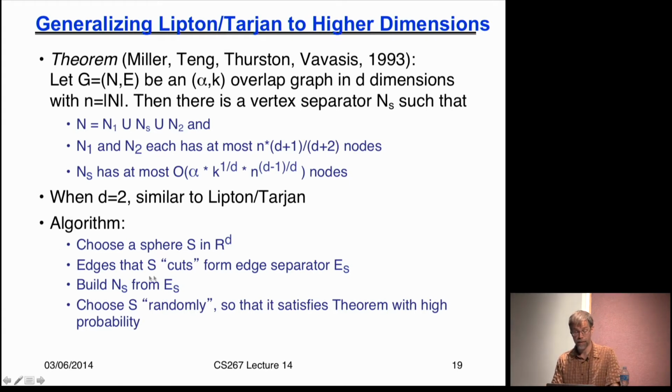So what are we going to do? We're going to choose a sphere in d-dimensional space, which is where the points live. And the edges that cut the surface of the sphere are going to form the edge separator. Then, given an edge separator, we know how to build a vertex separator. We talked about that before. And it turns out choosing S randomly from a certain distribution, I'm about to show you what it looks like, will satisfy the theorem with high probability. So the question is, how do I pick this random sphere?